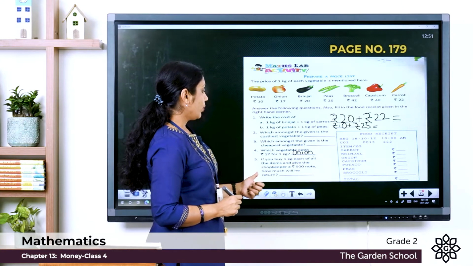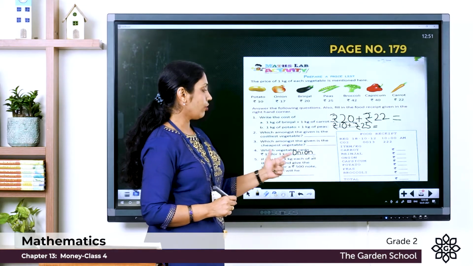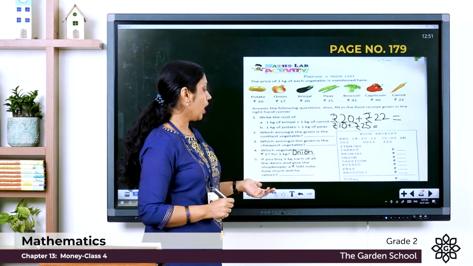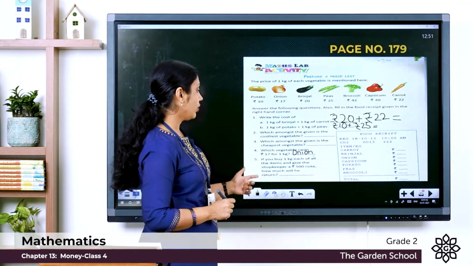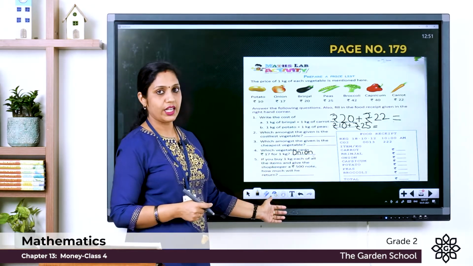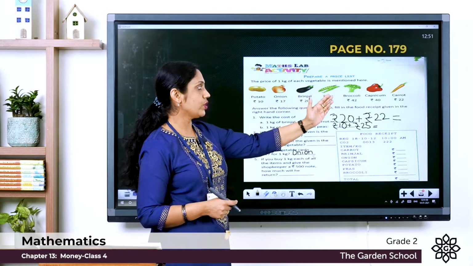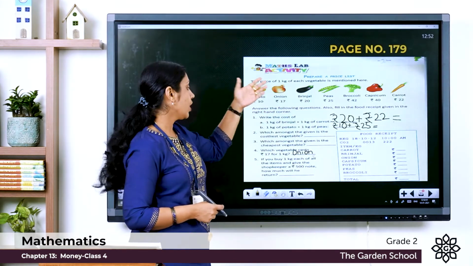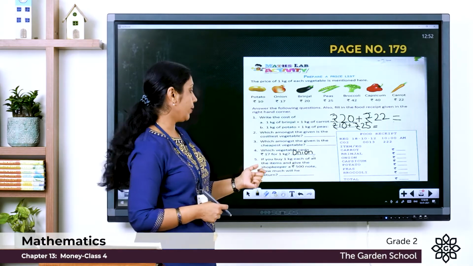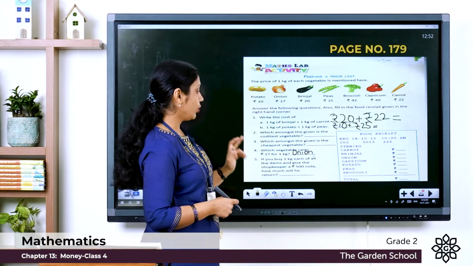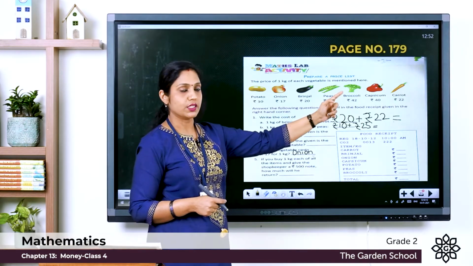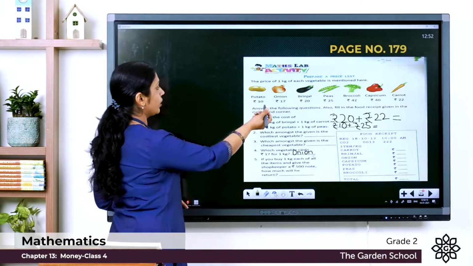Fifth one, if you buy 1 kilo each of all the items and give the shopkeeper a rupees 500 note, how much will he return? So what we have to do here, if you buy 1 kilo each of all the items, if you are going to buy all these vegetables 1 kilo each, how much will it cost? And if you are giving 500 rupee note to the shopkeeper, how much will he return? So for doing that, first we have to add all this price of vegetables. So let's write potato.